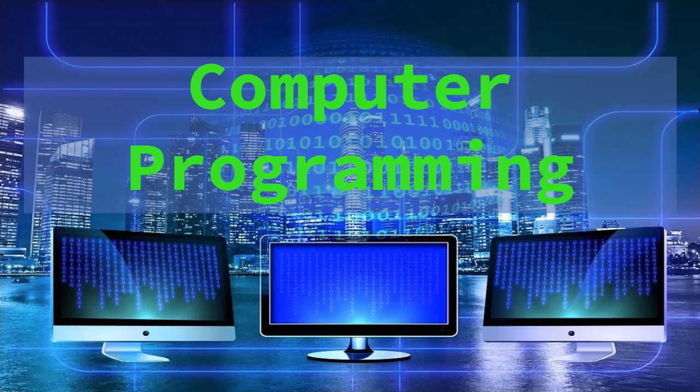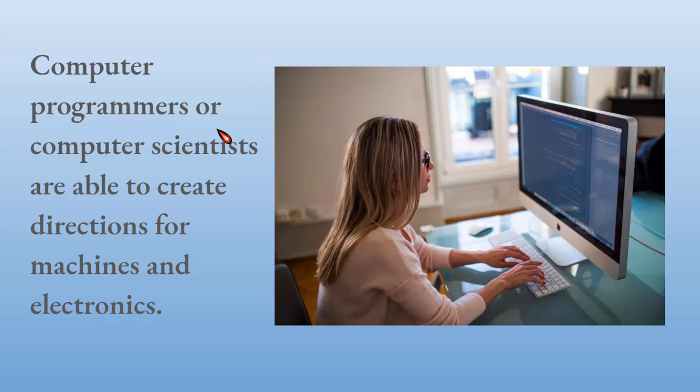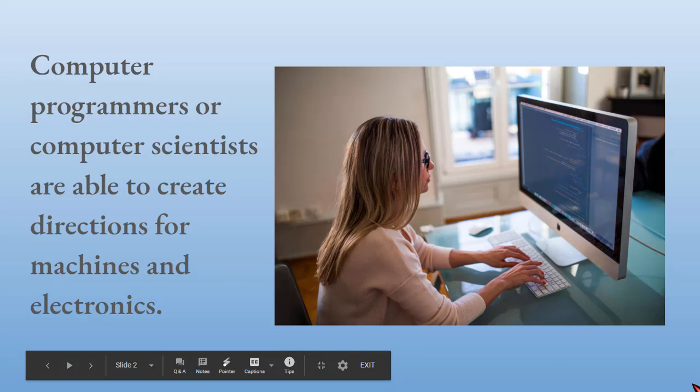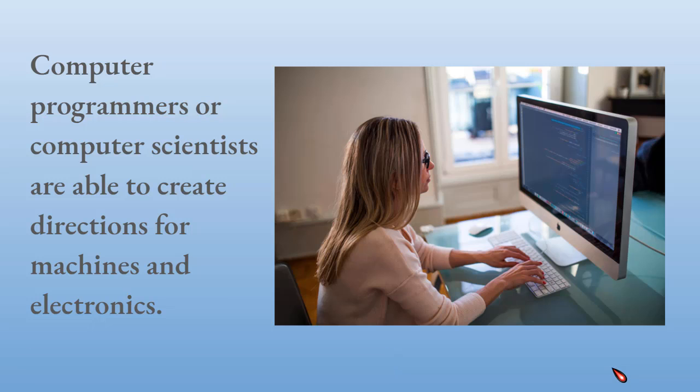Now, this is a little bit of a complicated topic, a really advanced topic, and it's essentially the way that computers and other electronics are programmed by someone to be able to work, to be able to do all of the things that they do. Now, computer programmers or computer scientists are able to create directions for machines and electronics. And we can see a picture here of somebody programming a computer or a program to make it do specific things.